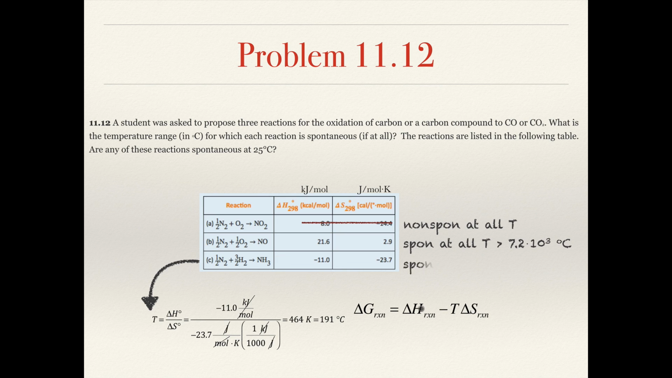So the reaction should be spontaneous at all temperatures lower than 191 degrees Celsius, much more reasonable than in reaction B. Again, remember, the only time you're going to apply this equation is when the signs of delta H and delta S are the same. If you apply it to a case like A, you're going to get a negative temperature, which can't happen because Kelvin can never be negative. Good luck.